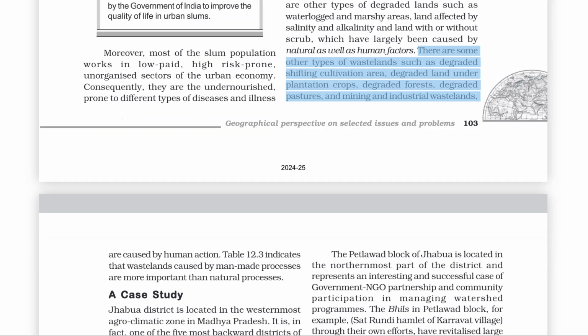as human factors. There are some other types of wastelands such as degraded shifting cultivation area, degraded land under plantation crops, degraded forests, degraded pastures, and mining and industrial wastelands.